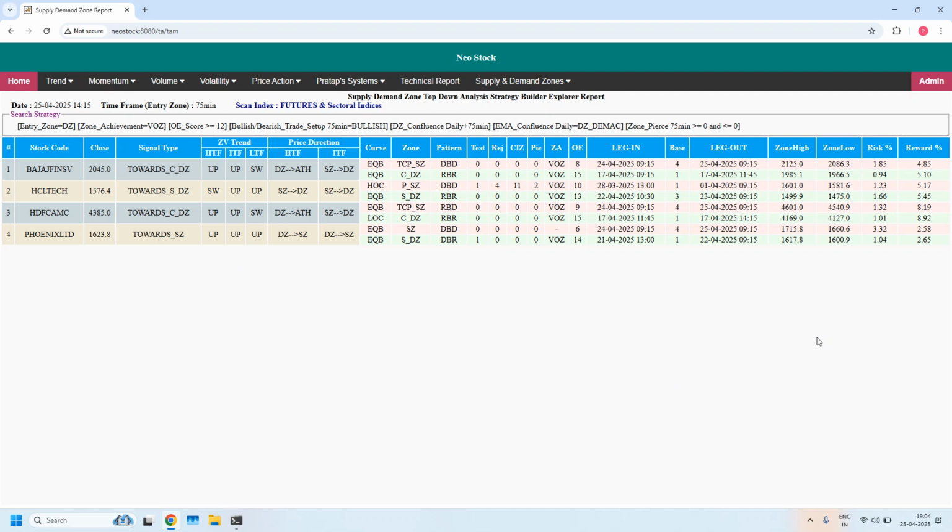Okay, this is about the bullish trade setup, weekly income trade, based on daily and 75 minute zone confluence and daily with EMA confluence. Next we will look into LTF, ITF and HTF demand zone confluence supported stocks. That is 75 minutes, daily and weekly demand zone confluence.